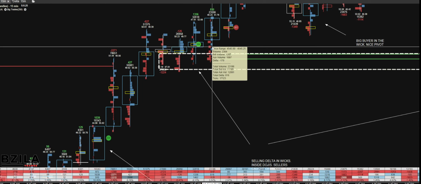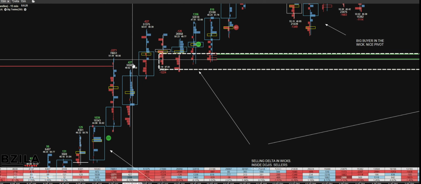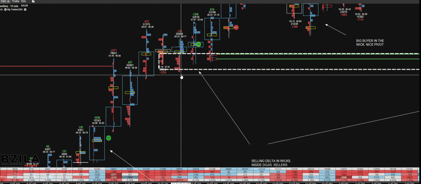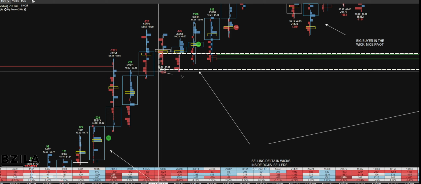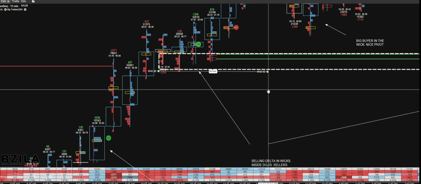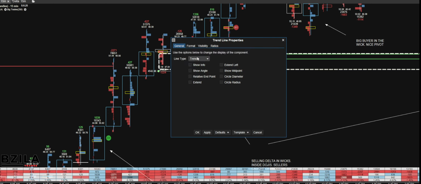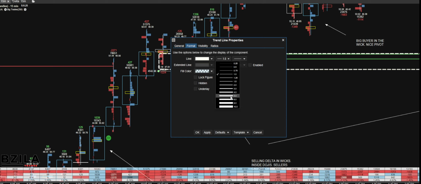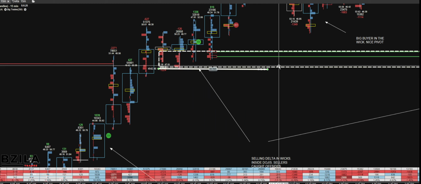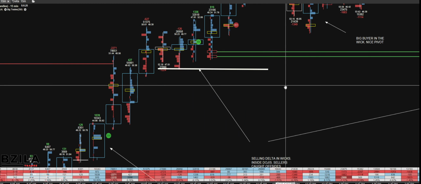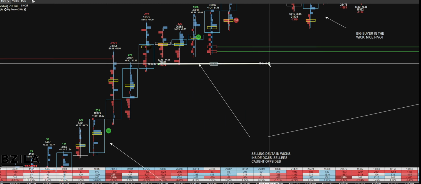Sell, sell, sell. All those lower candles are pretty much selling. But just because they're selling, are they moving the market down? So what I like to do is put a line here. If we get past this line, they get rewarded for selling. Let me get rid of that box. They're going to get rewarded for selling.